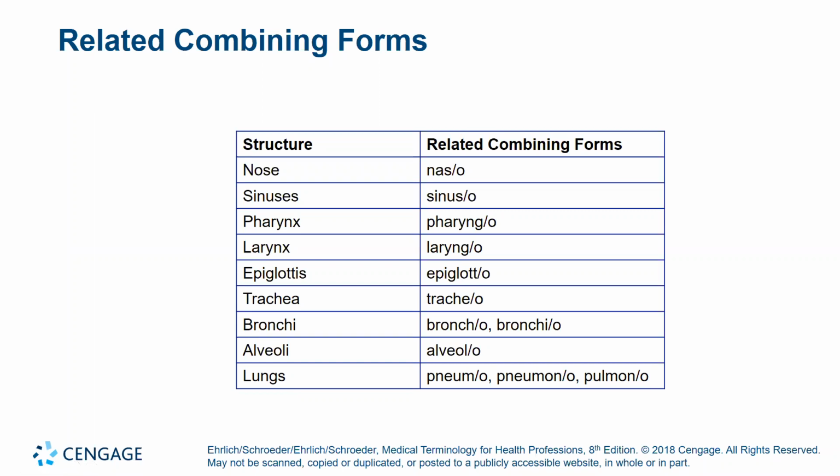So, structured nose, combining form is nasal. Sinuses is sinusal. Pharynx is pharyngo. Larynx is laryngo. Epiglottis is epiglottal. Trachea is tracheo. Bronchi is broncho or bronchial. Alveoli is alveolo. And then lungs, we have three that mean lung: pneumo, pneumino, and pulmono.